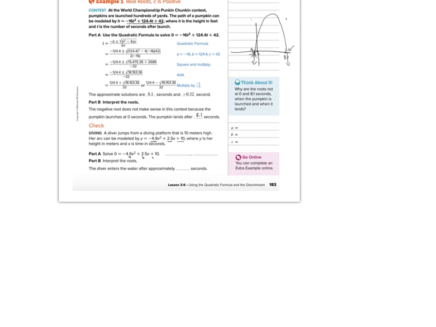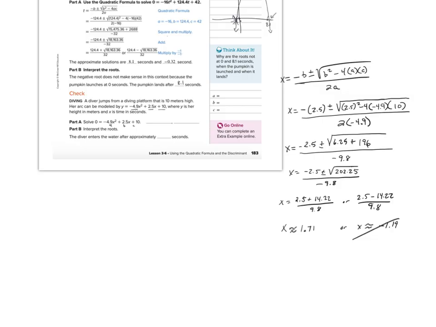So I'll give you a minute, stop the video, work this out on your own. Your quadratic formula is directly above, and x is going to be equal to negative b plus or minus the square root of b squared minus 4 times a times c, and all of that is over 2 times a.